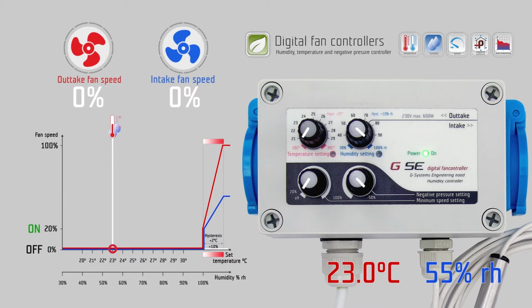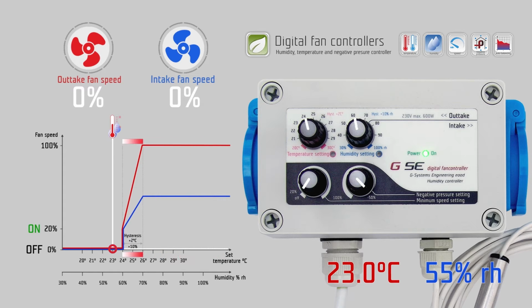On the temperature setting knob you set the desired temperature, for example 24 degrees Celsius. On the humidity setting knob you set the desired humidity, for example 60% relative humidity. On the third knob you set the minimum speed of the intake fan, which should never be undercut during the regulation, for example we set this on 20%. At the fourth knob you set the negative pressure setting of the outtake fan, for example -20%.